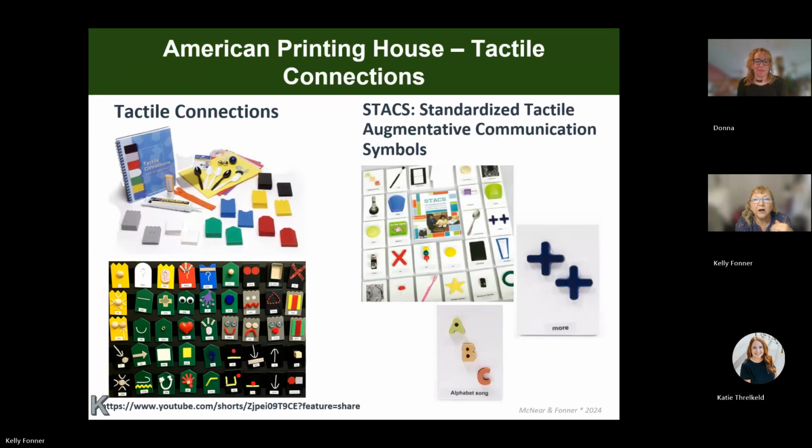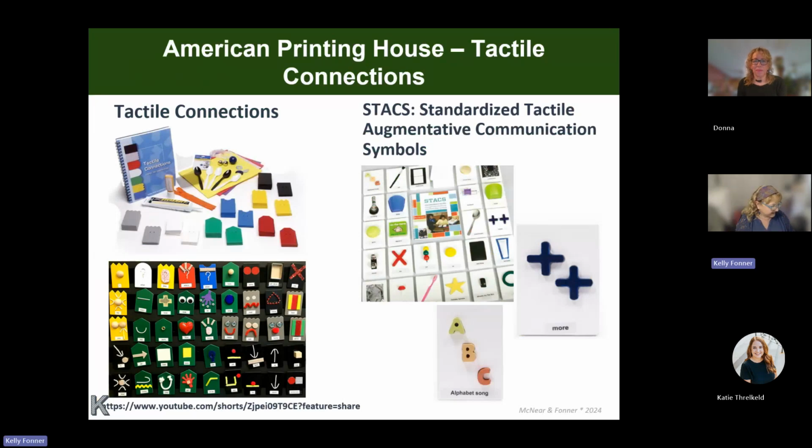Also, along those same lines, the color, the shape, the object that's on top of the item are represented in Make It Your Own. So being able to purchase some of these items that have been created, and we've given you the links to these products where you can look at the Tactile Connections product or the Stacks product, that they both take a different perspective of how you are using symbols to represent words.